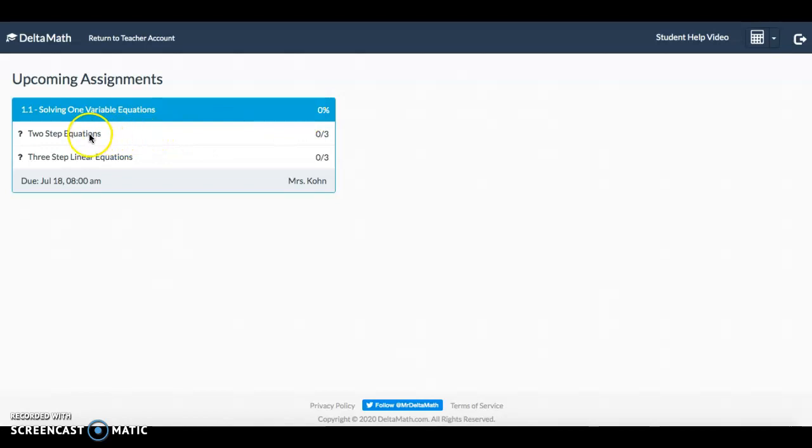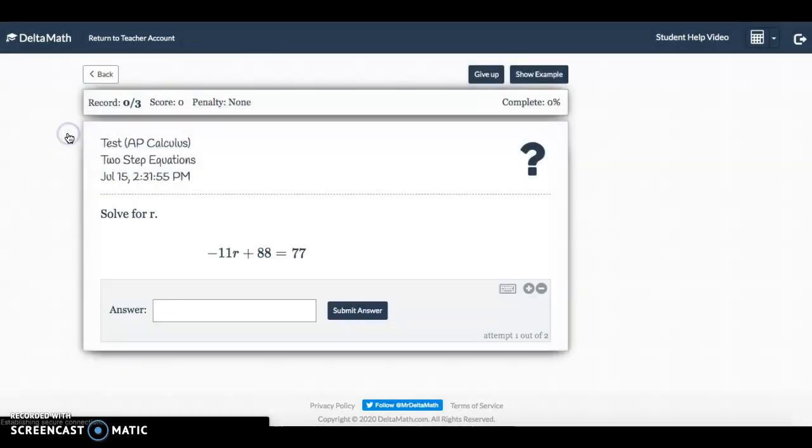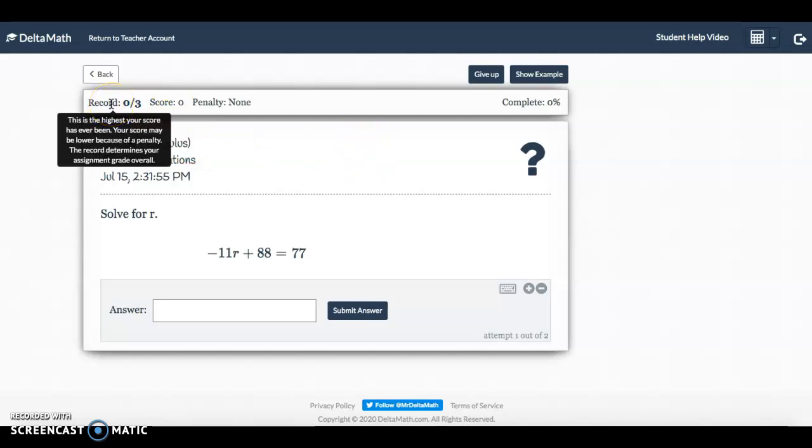So how you do that is you click on the sections one at a time. If I click on two-step equations, your first question will come up. For this problem, there's some information that you should look out for. The record would be the highest score that you have ever had, and that will match here as well.